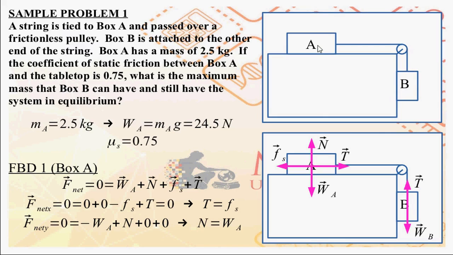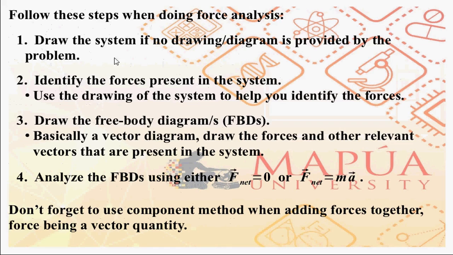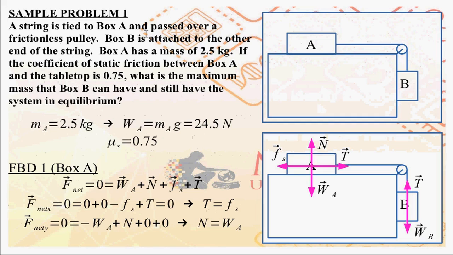Box A has a mass of 2.5 kilograms. The coefficient of static friction between box A and the tabletop is 0.75. What is the maximum mass that box B can have and still have the system in equilibrium state? So here, the problem has already provided a drawing of the system. So in terms of the first step, you can skip the first step because there's already a drawing of the system. But if not, then you have to draw the system.